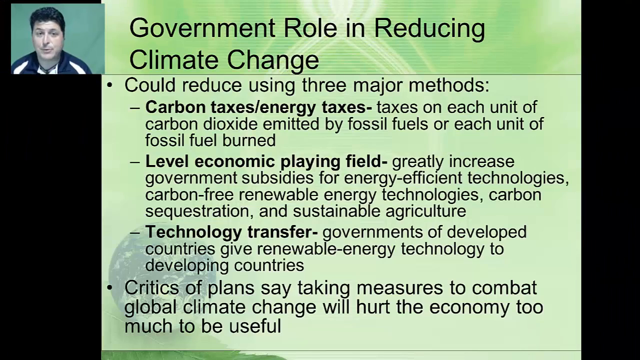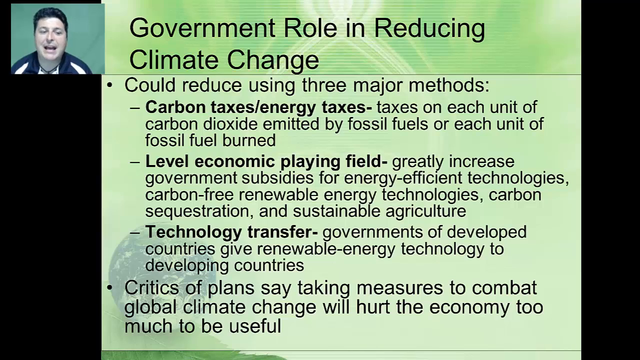With climate influencing many national economies with the production of agricultural and textile goods, governments will need to play a role in reducing climate change. There are three major strategies that they might employ in order to do so. One might be the initiation of carbon taxes or energy taxes, which would tax each unit of carbon dioxide emitted by fossil fuel burned or each unit of a fossil fuel burned.